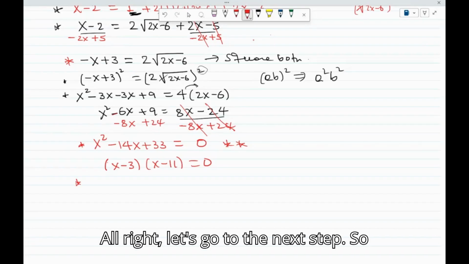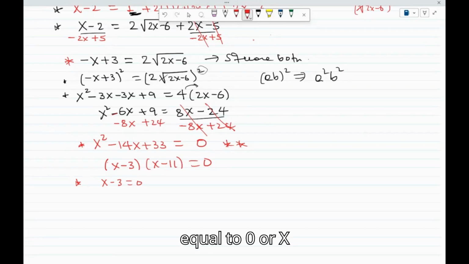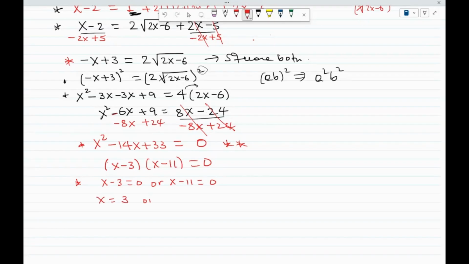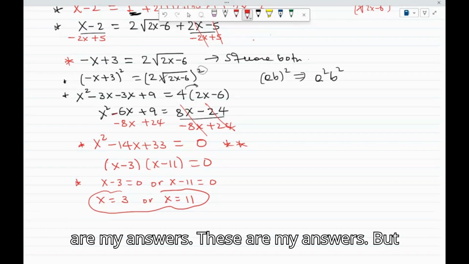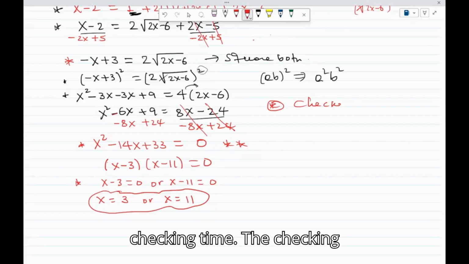Let's go to the next step. That's x minus 3 equals 0, or x minus 11 equals 0. Now my answer is x equals 3, or x equals positive 11. These are my answers. But remember, now is the checking time.